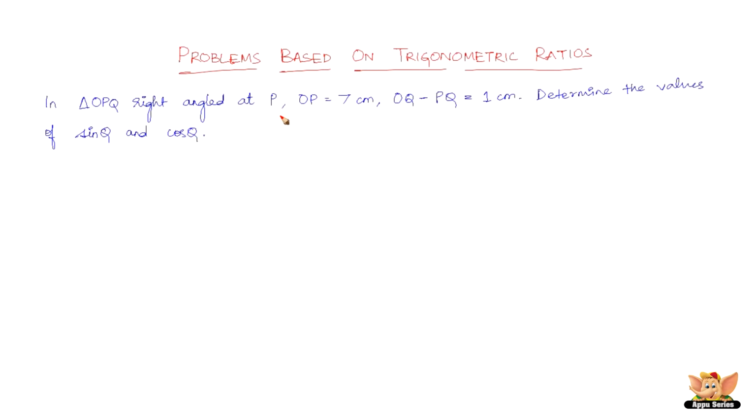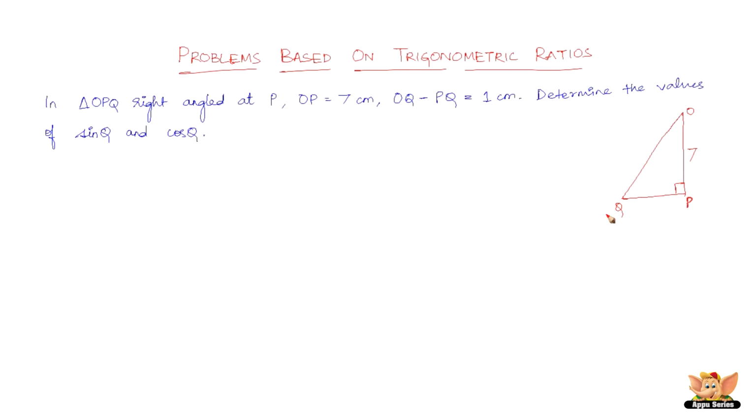Well, before we can make any sense of the question, we obviously need this triangle, which is right angled at P. So let's draw that now. Say we've got a right angle triangle here, right angle here, so it is right angled at P. So this should be P, and it's O and Q. So we've got OP as 7 centimeters. So this is 7. And then we've got OQ minus PQ, that is OQ minus PQ is 1. Determine the values of sin Q and cos Q.